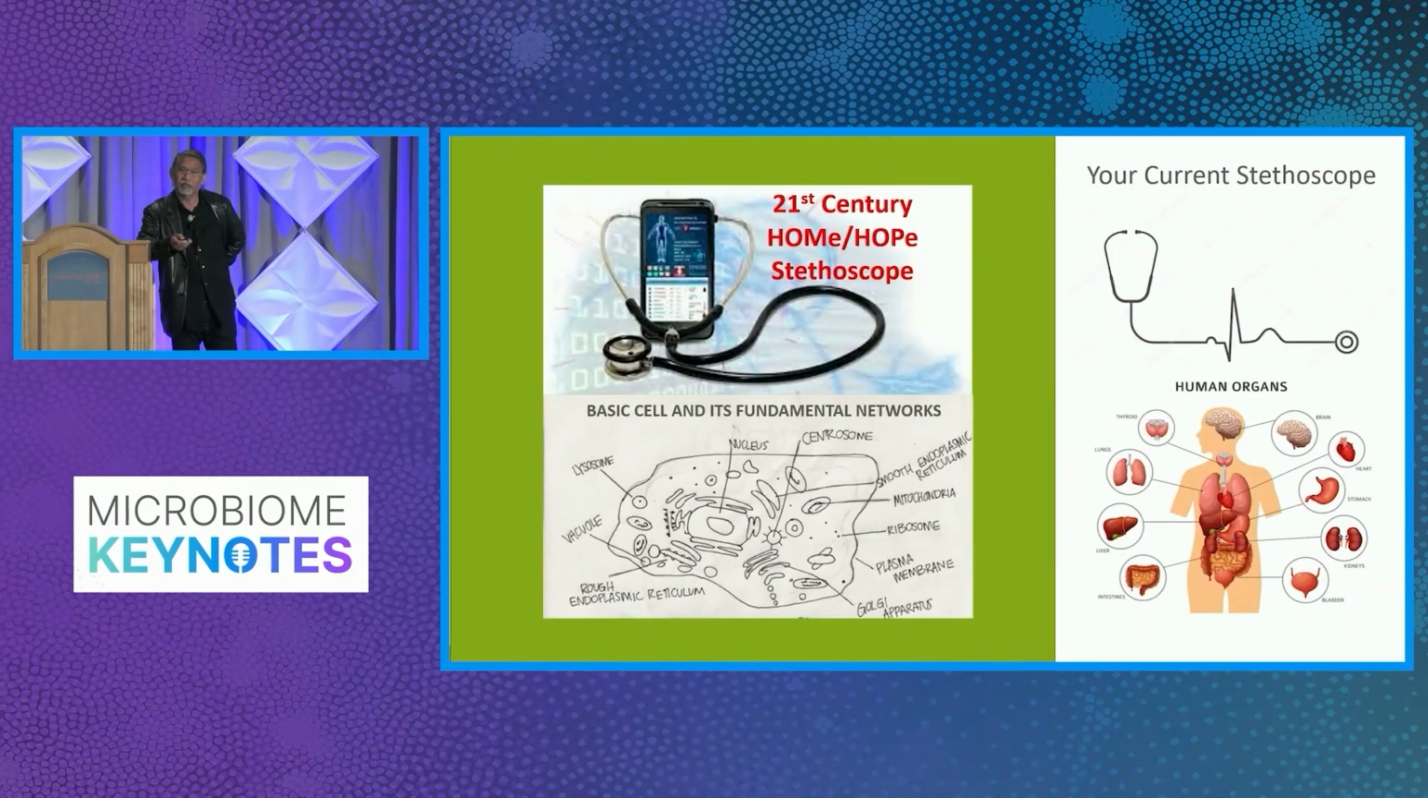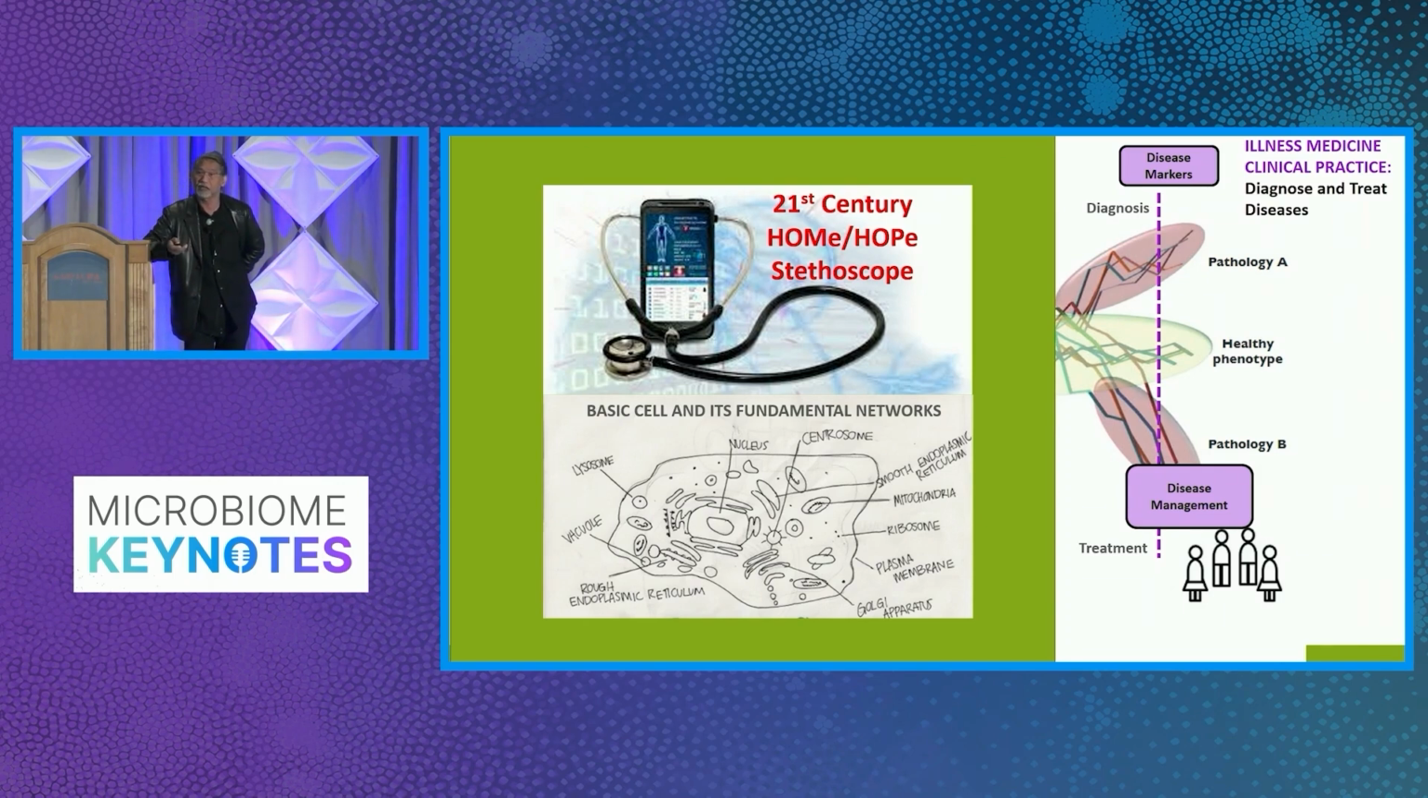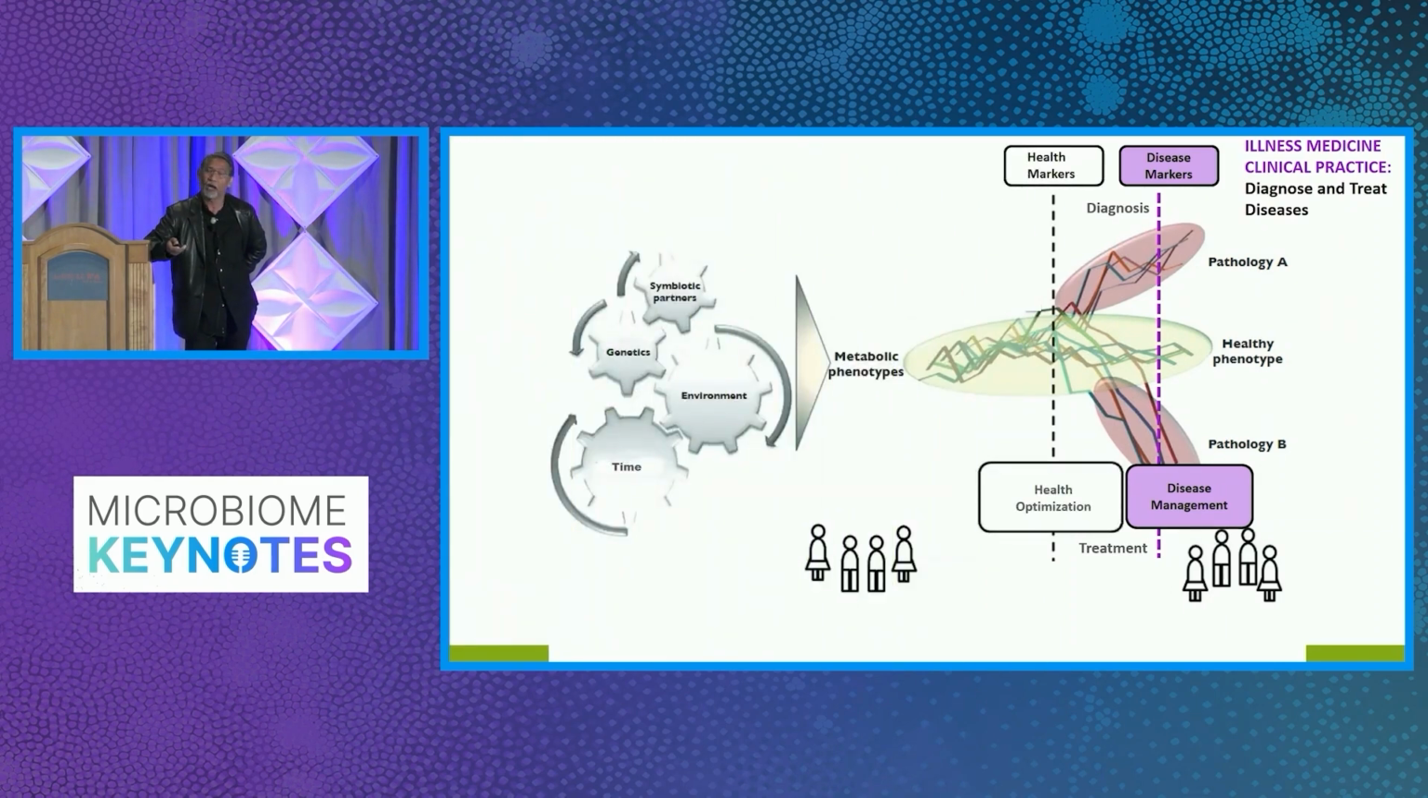This is a very simple way to display what we do in health optimization medicine. In illness medicine, essentially, you look for disease markers like FBS or HbA1c, right? And then you basically correlate it with some disease and you do disease management. So it's very simple. Here we do diagnosis and treatment, and that's the clinical practice of illness medicine, is to diagnose and treat diseases.